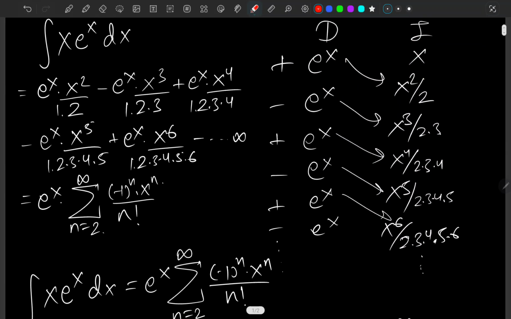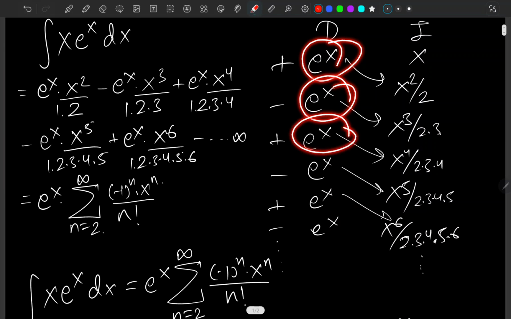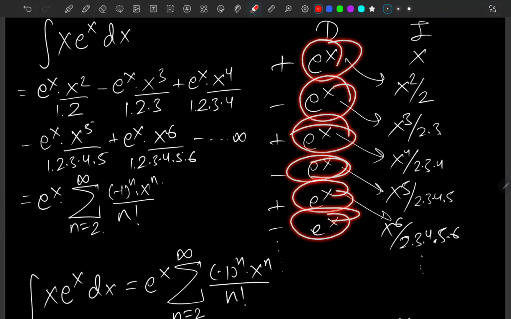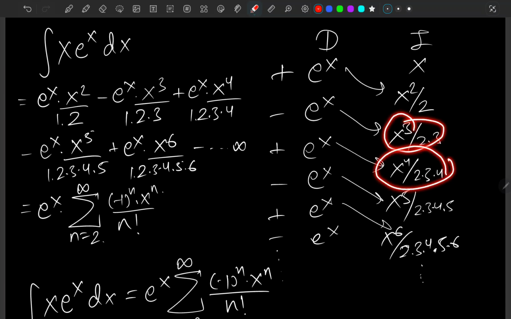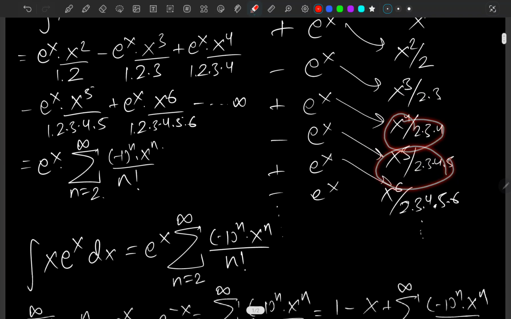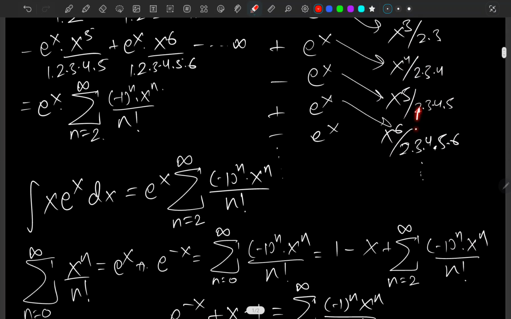So basically that's going to give us the derivative of e to the x is just e to the x, so that's just repeating each time. And the integration of x is x squared over 2, and 1 over 2 is a factor, and the integral of x squared is x cubed over 3, so that's going to be x cubed over 2 times 3. When you integrate this one, that's going to give us x to the 4 over 2 times 3 times 4. When you integrate this one, that's going to give us x to the 5th over 2 times 3 times 4 times 5, and so on and so forth till infinity.